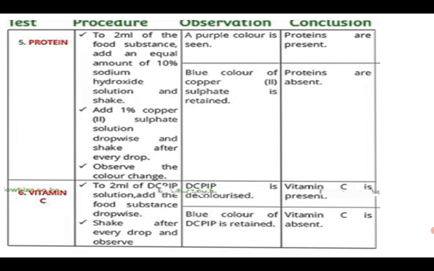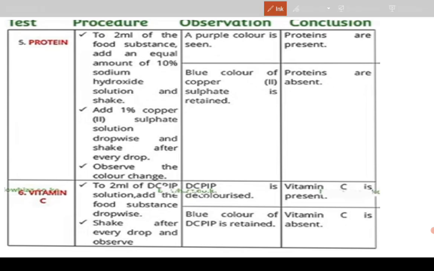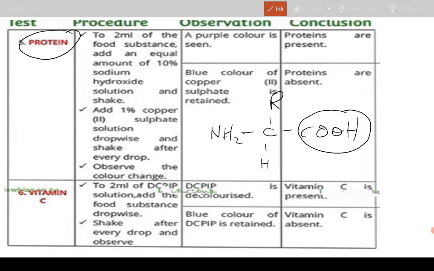Another test which you also have to be able to explain how to carry out, and the expected results, is that of proteins, testing for proteins. Remember, proteins are made up of amino acids. The simplest amino acid is given by the formula NH2, C, then you have an alkyl group and an H, and then a COOH. Basically, proteins are acidic. That's why they contain this, which is called the carboxylic acid. This is called an amino acid, the simplest one, right?